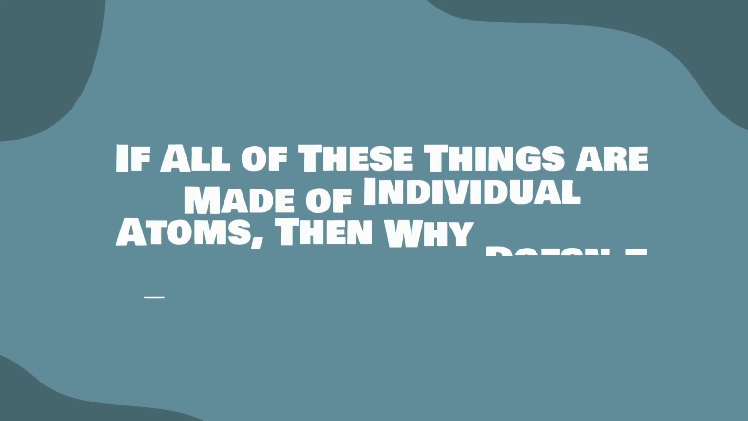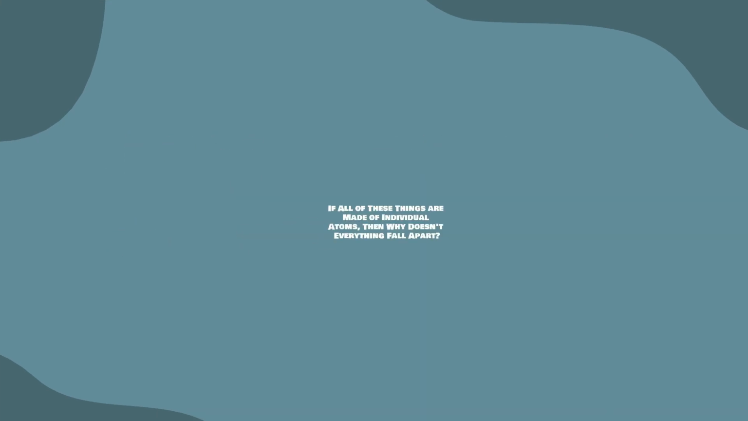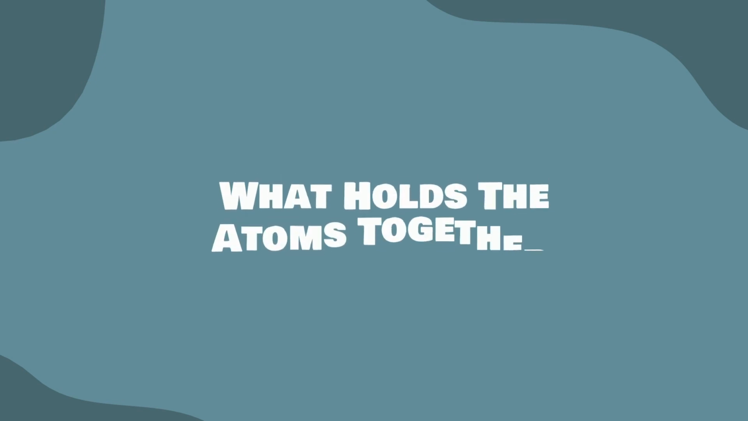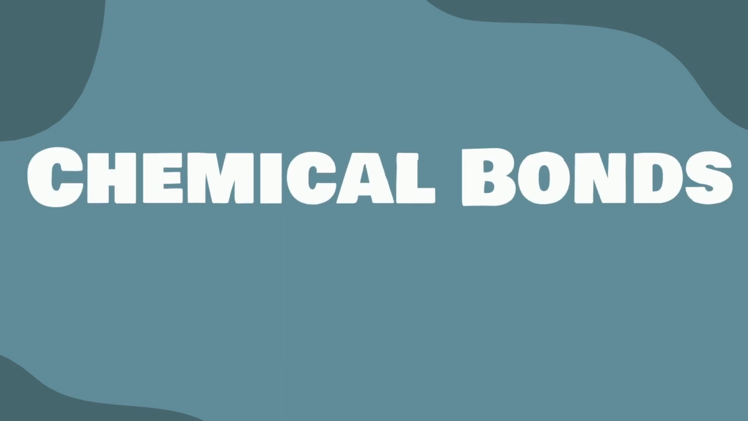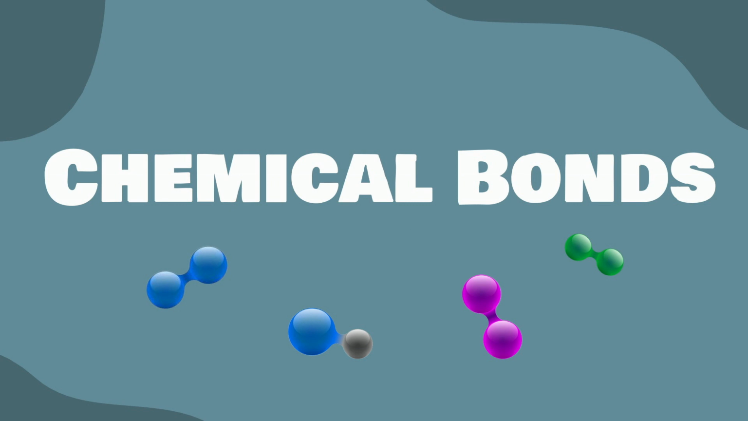Take a moment to look around you. The desks, the walls, and the chair you're sitting on. If all these things are made of individual atoms, then why doesn't everything fall apart? What holds the atoms together? The answer is chemical bonds, which help form everything around us.